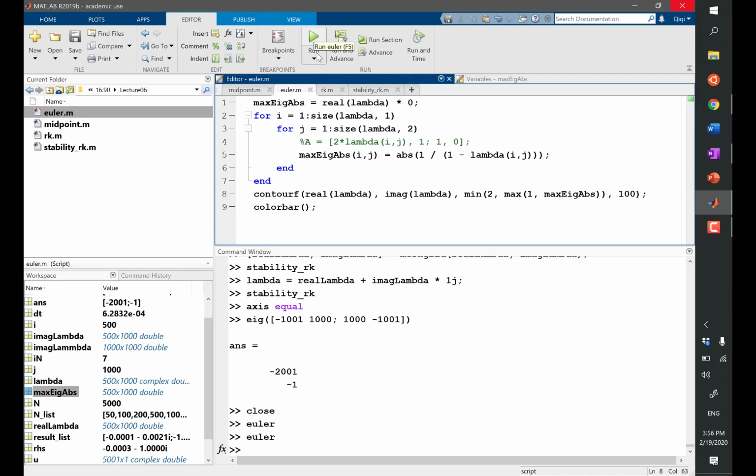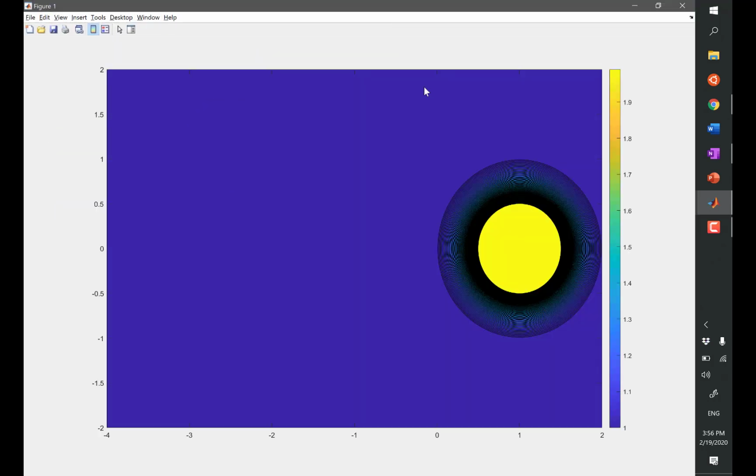So what you see is that everything is stable except for this region. Just to remind you, forward Euler is stable only in a circle around here. Backward Euler is stable for everything except for a circle over here on the positive side of the complex plane. So it completely solves the problem of having huge negative eigenvalues.